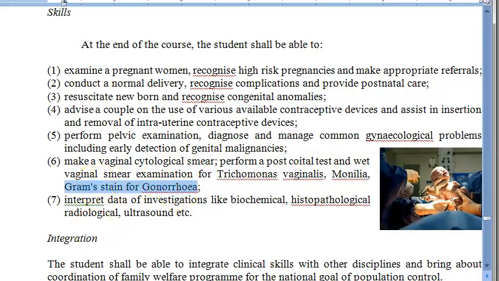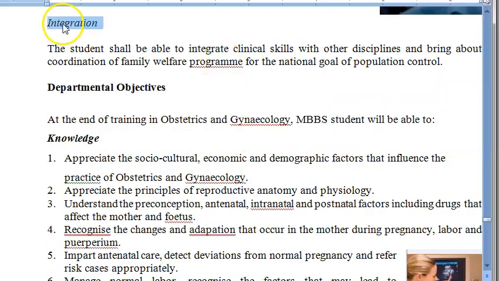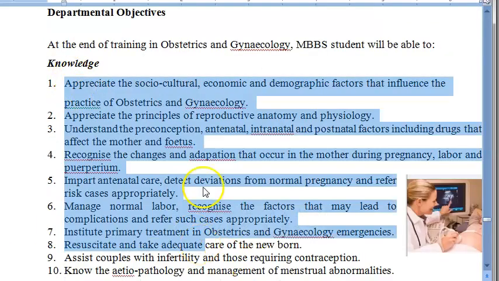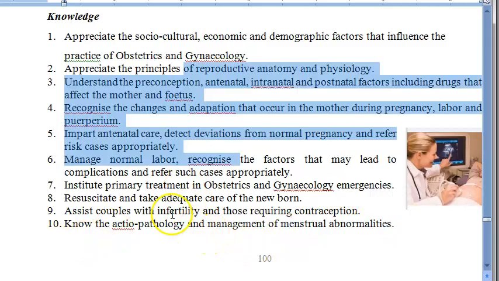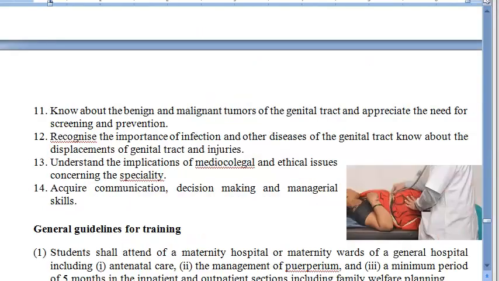All these are STDs kind of, right? Monilia is a fungus, Trichomonas vaginalis is a protozoa, isn't it? Gonorrhea is caused by bacteria, Neisseria gonorrhoeae, that is a gram-negative bacteria. You should be able to read biochemical reports, histopathological reports, radiological reports, and interpret ultrasounds. You should be able to integrate all that you have studied till now, anatomy, physiology, etc. So here is the knowledge that you are expected to have. What's extra here in gynecology will come too: menstrual abnormalities, infertility treatment. Shall we move on?